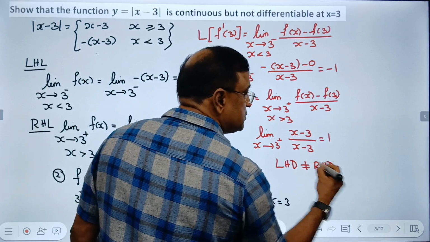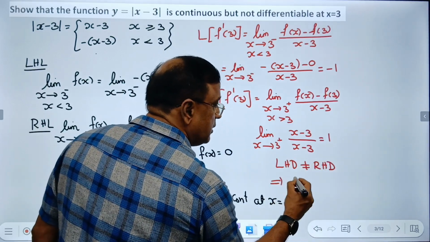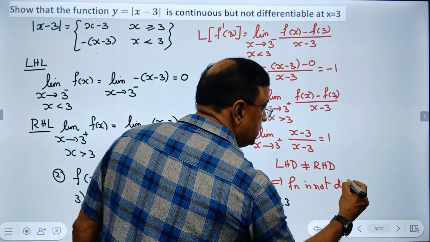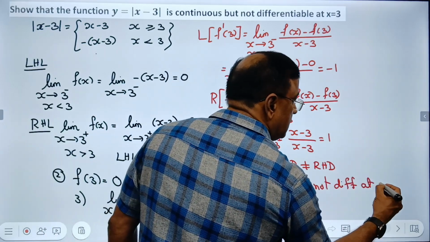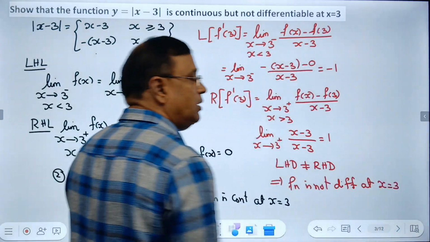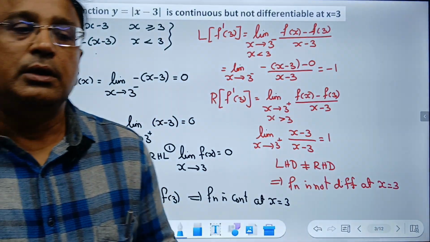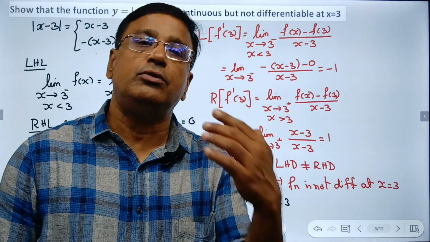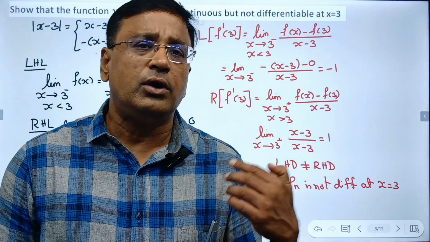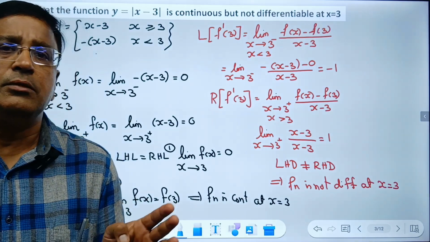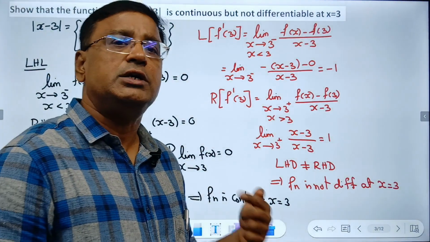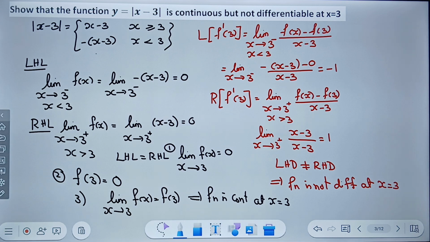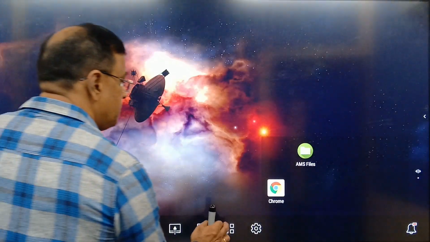If LHD is not equal to RHD, you can say the function is not differentiable at x is equal to 3. What do you mean by not differentiable? Not differentiable means it is not possible for me to draw a tangent. Why is it not possible for me to draw a tangent? We'll find out why. Because it must be having a sharp edge. Okay. Let us see what the graph is. Let's go into the graph a bit.